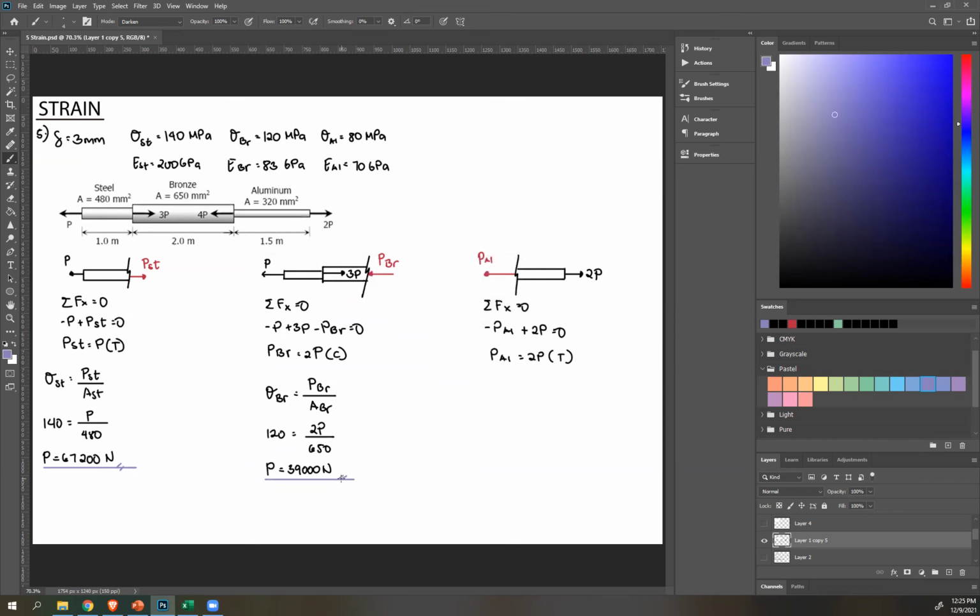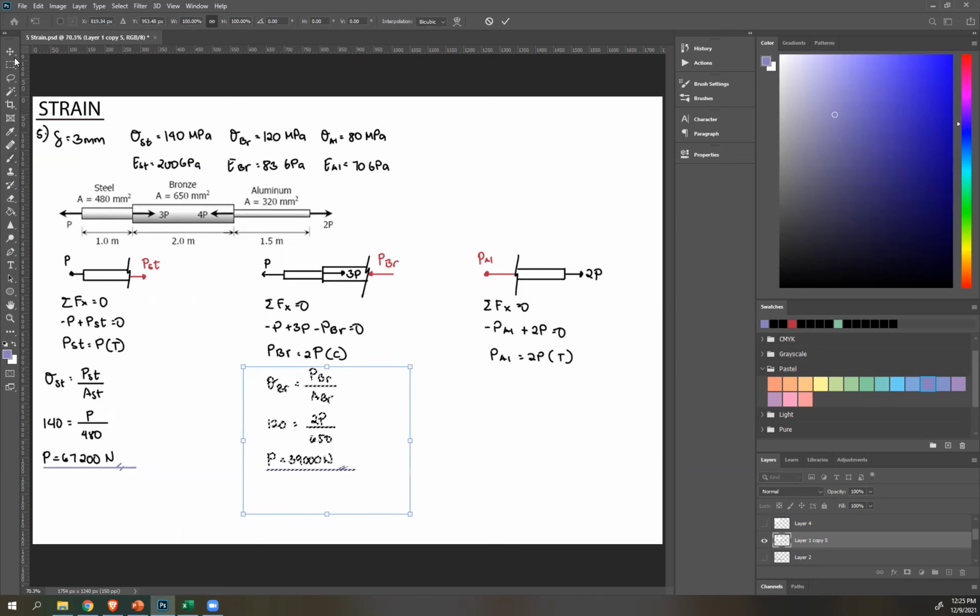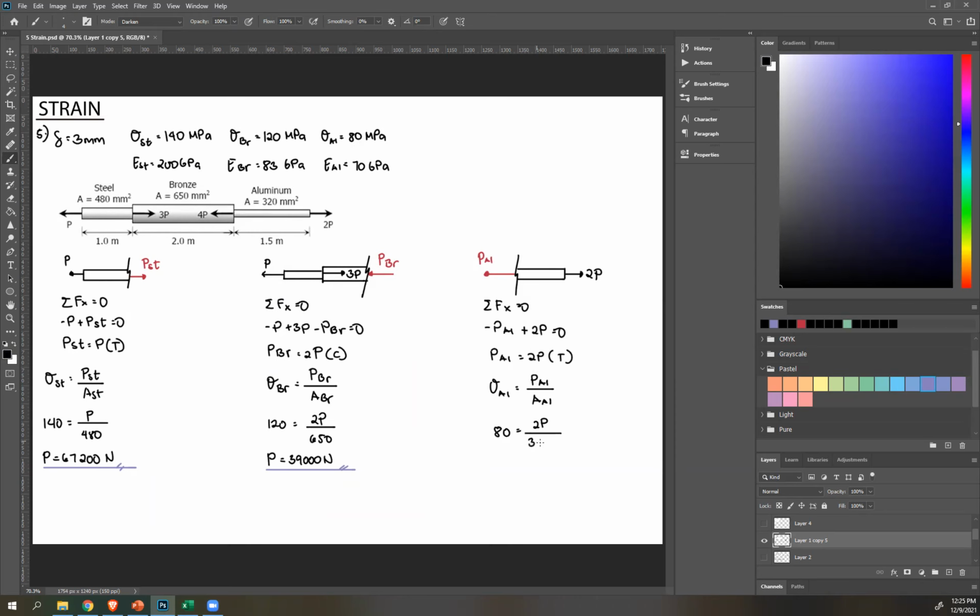Alright. Let me just move this up. And then we have this for aluminum. So stress in aluminum is simply internal load in aluminum over cross-sectional area of aluminum. That's 80 equals P, that's 2P, over cross-sectional area 320. Okay, from this, please solve what's P.